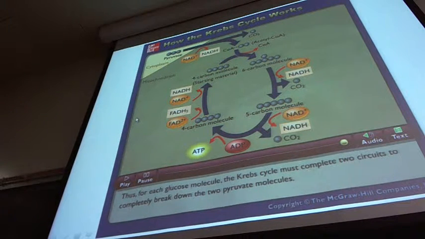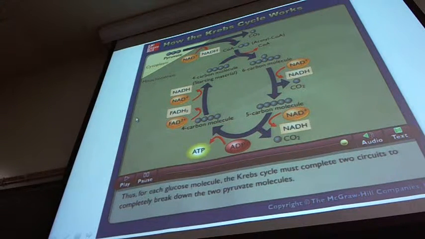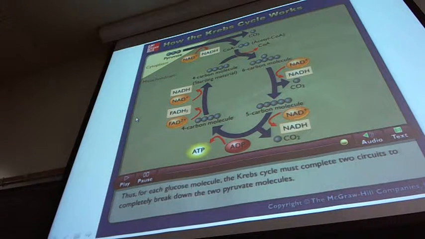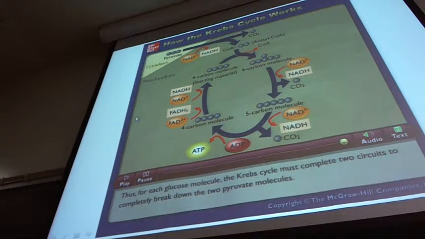Remember when we talked about the laws of thermodynamics, the second law: if it becomes more structured, you're storing energy in those bonds. When it becomes less structured, when it breaks up, you're releasing that energy. First law of thermodynamics: energy cannot be produced or destroyed. It just changes shape. For instance, you have CO2 and water.